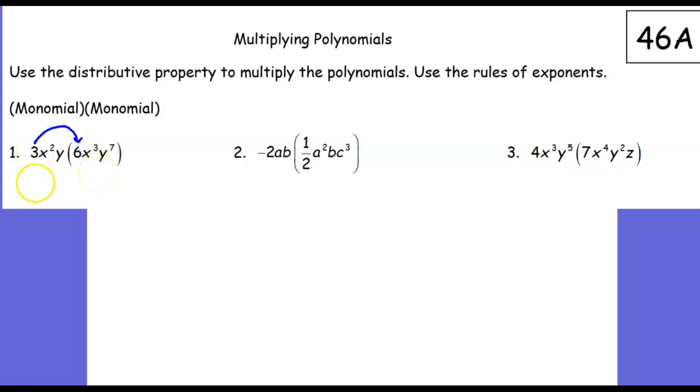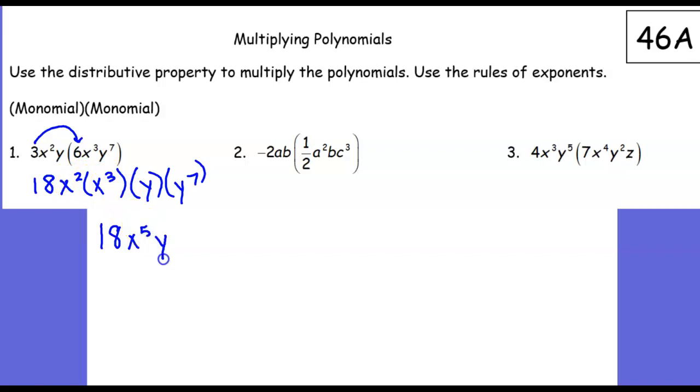3 times 6 is 18. When we multiply x squared times x to the third power, and then we're going to have y times y to the seventh power. So you would end up with 18x to the fifth, because the rule is when you multiply, you add the exponents, and y would be to the eighth power. Okay? So again, start out with the coefficient, which is the number before the variables.